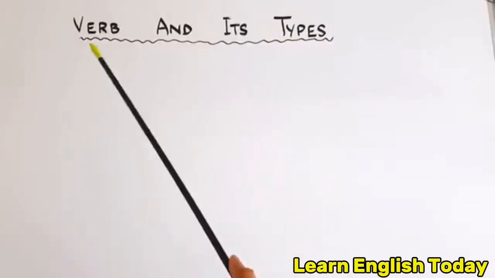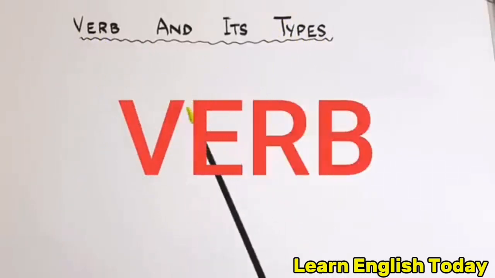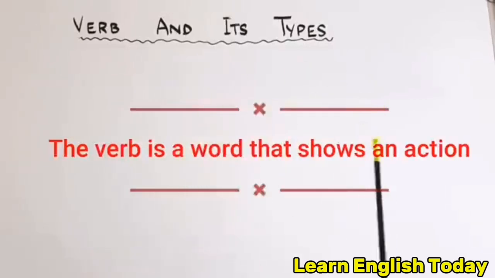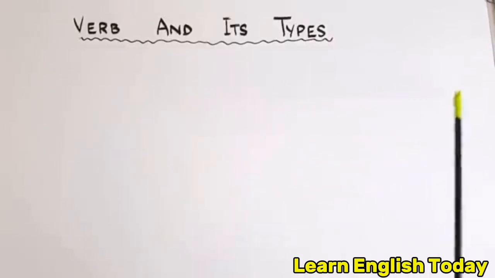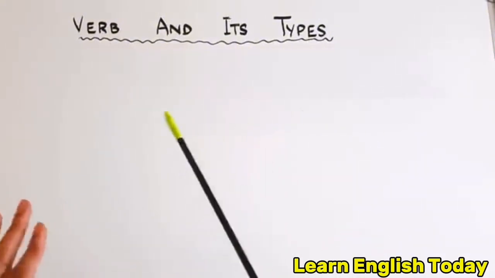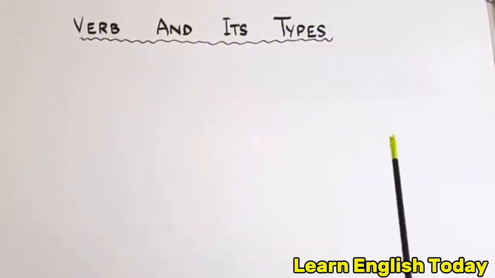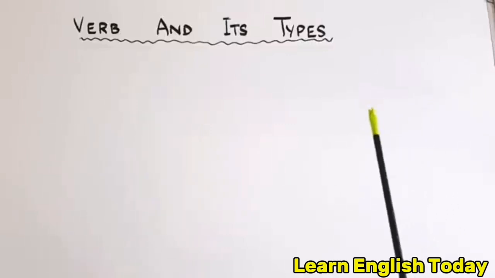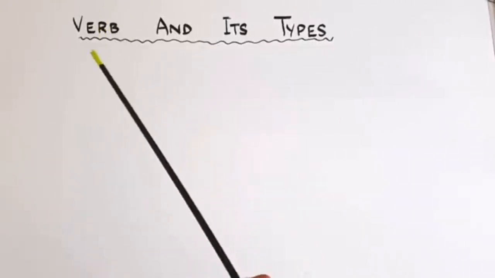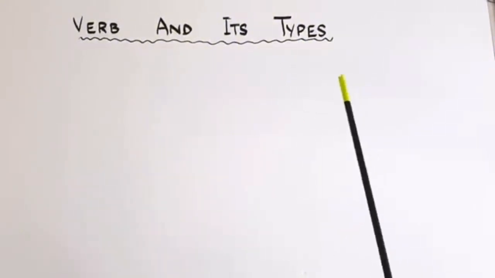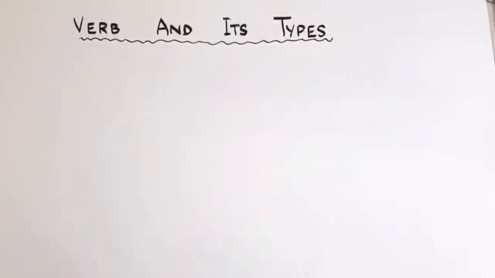The term verb must be quite familiar to you. But if you know this definition only, that verb is a word that shows an action, then this video is for you. Because this definition of verb is valid only till kindergarten. And if you are not in kindergarten, you need to learn a little more about verb and its types. So without any delay, let's dive into it.